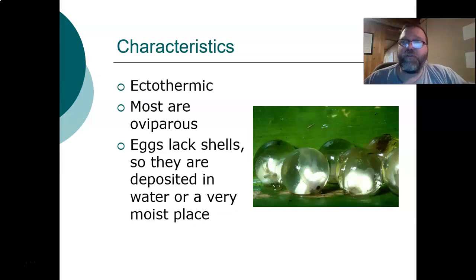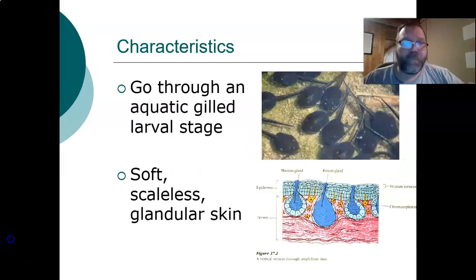Characteristics: they are ectothermic, cold-blooded. Most are oviparous, they lay eggs. The eggs lack shells, so they are deposited in water or very moist places. What do you mean lacks a shell? Well, it lacks a hard shell. You can see there's a shell there, but it's more like the membrane, kind of like maybe the membrane of a water balloon, something like that, just holding it in place. But it's not hard.